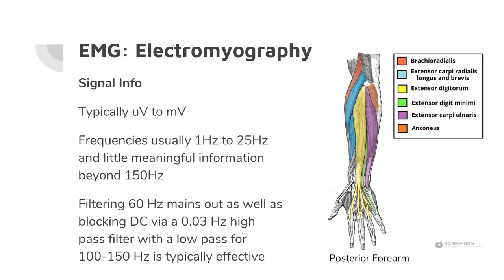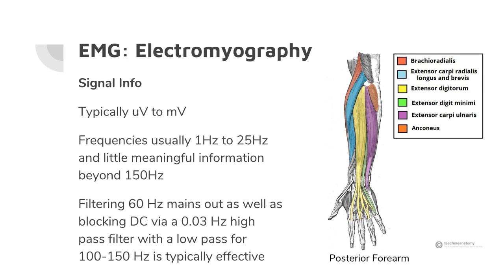So my recommended filtering for this is you're going to want to remove any DC noise or DC shifts in your EMG, because that's just going to be a shift upward from your baseline, and that's not really going to give you any meaningful information about what the EMG is doing. All you really need to know is the AC information, so certain frequencies. That's why you'd probably want to use a high-pass filter of about 0.03 hertz, so that way you can keep most of that information, and a low-pass filter for around 100 to 150 hertz is usually sufficient.